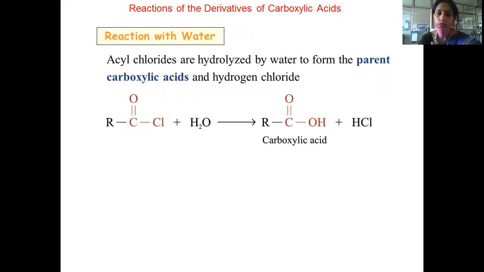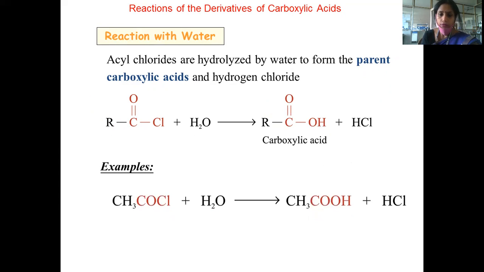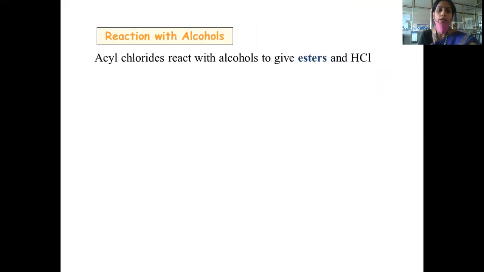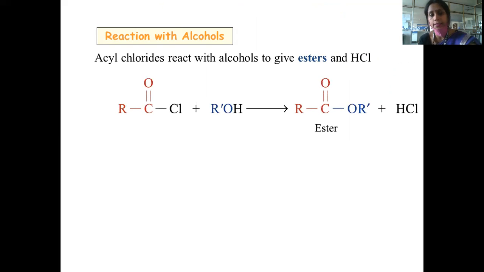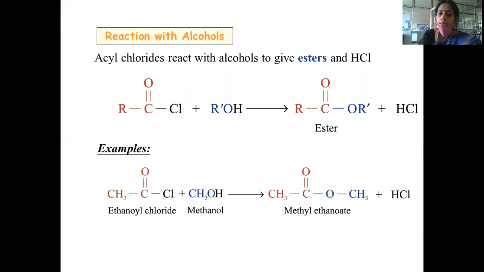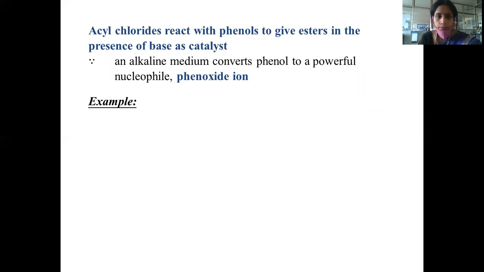So first is the reaction with water. When acid chlorides react with water, they hydrolyze to form HCl and carboxylic acid. One example is also given over here. If we see alcohol, then these acid chlorides react with alcohols to give esters and HCl. So ROH, when it reacts with RCOCl, HCl will get removed and the product is an ester. Same example is given at the bottom.